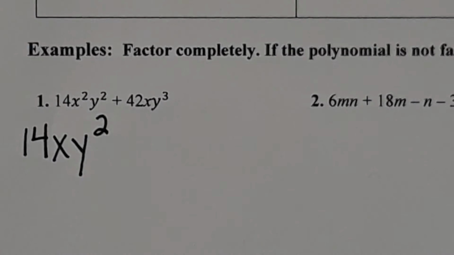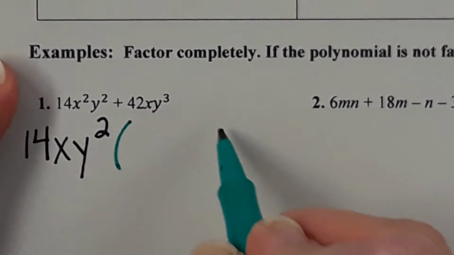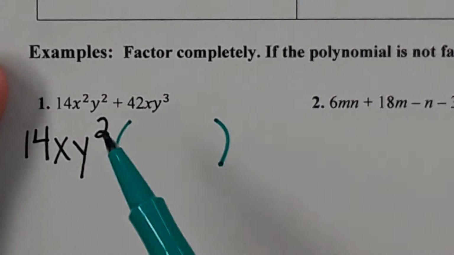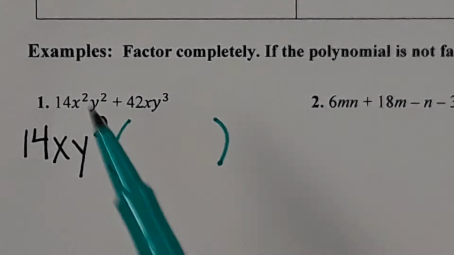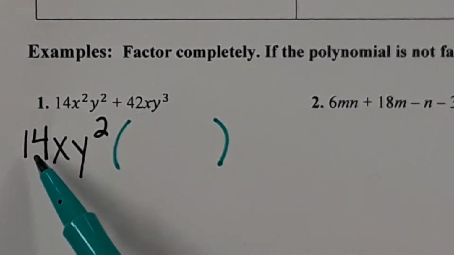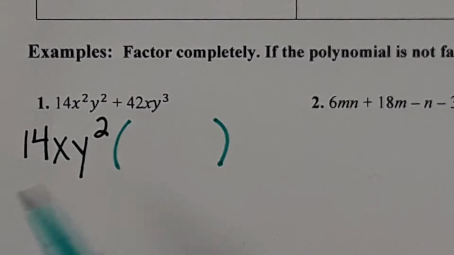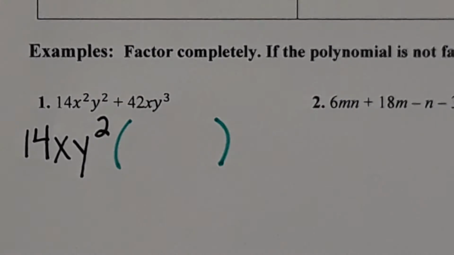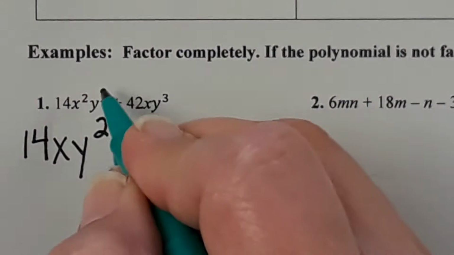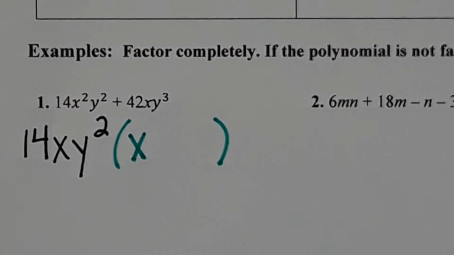Now I'm going to figure out what's left over in my parentheses. Now you don't have to put the 1, but you can. Just remember that when you're looking at a multiple choice answer, it won't have it. 14 divided by 14 is 1. x squared divided by x is x. y squared divided by y squared is 1. So I'm left with just x.